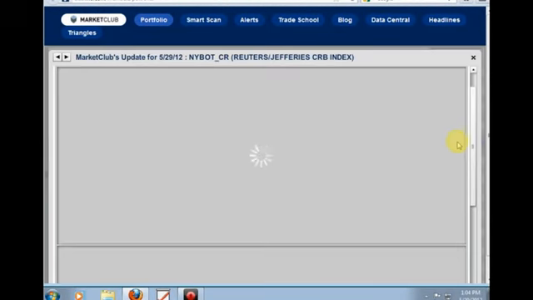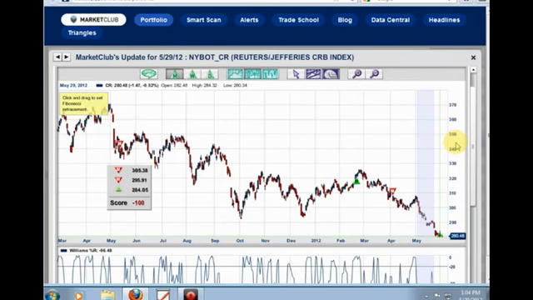Reuters CRB index is the last market, and this is going to give you an idea of just how inflation is being wiped out here, and we're in a deflationary move right now. Minus 100, clearly a downward trend.